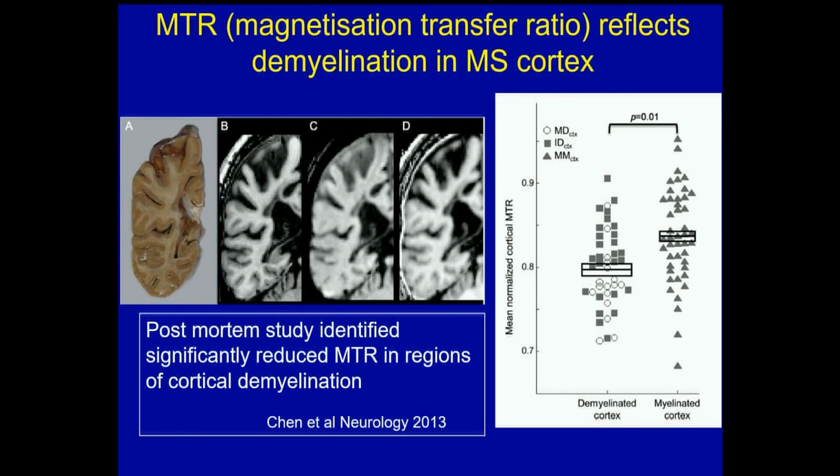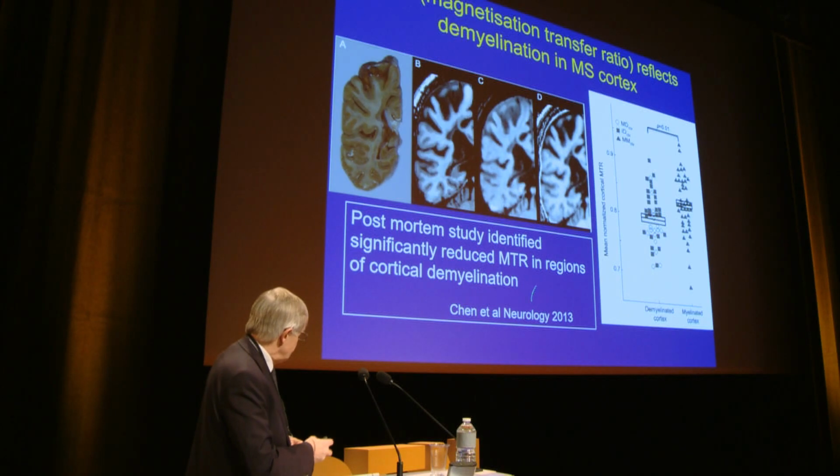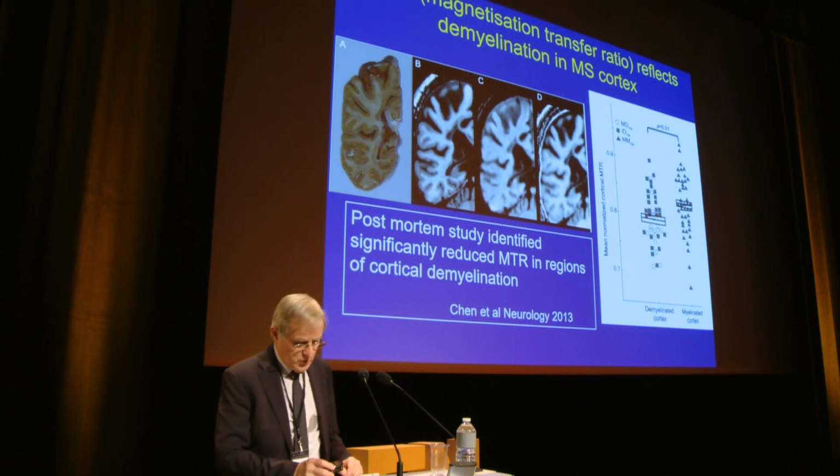So another possible approach to look for subpial abnormalities would be to use magnetization transfer imaging. This is a quantitative measure. It's easily acquired, and it tells us something about the macromolecular structure and content of tissue. And there is a correlation of the MTR with the myelin content that's seen in both the white matter and, in this study from Jacqueline Chen, also shown in the cortex.